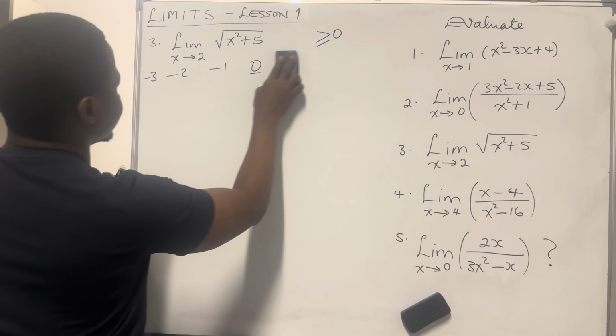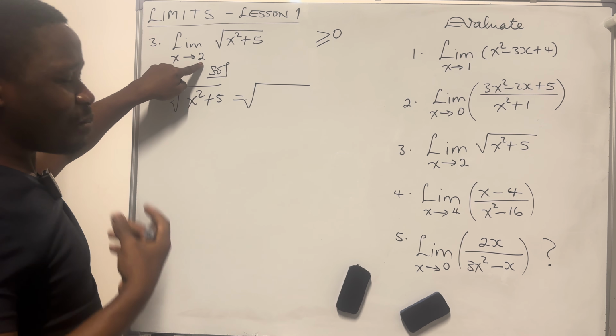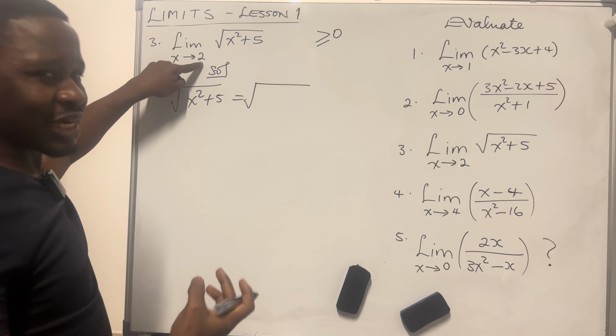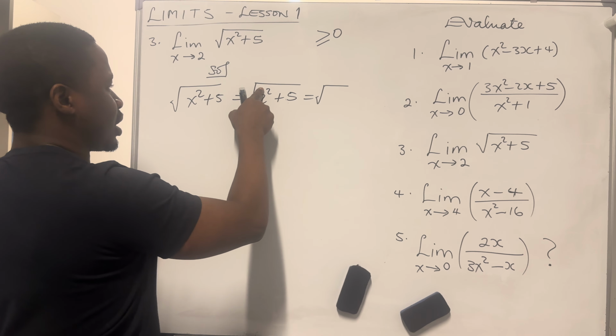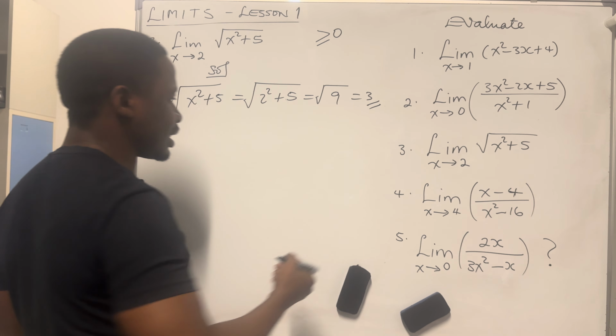So let's see. If we substitute 2, before we go on, 2 squared is 4, 4 plus 5 is 9, which is positive, even greater than 0, so it is okay. So we can say the square root of x squared plus 5 as x approaches 2. So we accept x to be 2. 2 squared is 4 plus 5 is 9. Square root of 9 is 3. This is the limit of this function.